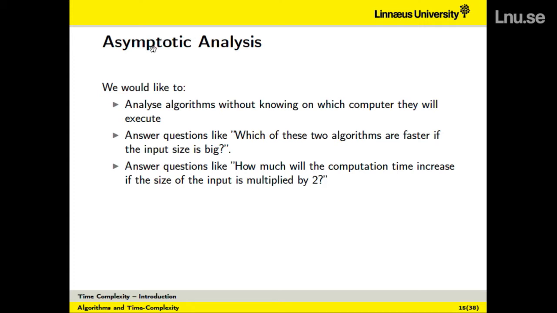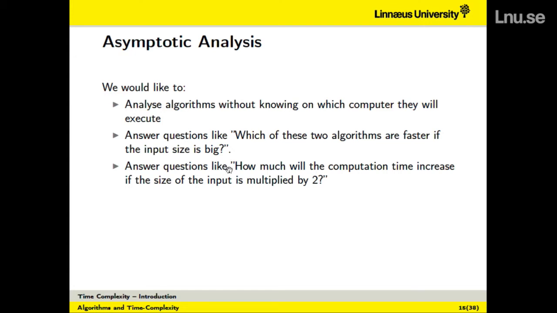How things behave for large n, when n goes to infinity, is usually mathematics. How do they behave for large values? We would like to analyze an algorithm without knowing on which computer it will be executed. We should be able to answer questions like, which of these two algorithms is faster if the input size is big? We cannot say how they behave to sort a list with 3 elements, but we should be able to reason about how they behave when the list is very large.